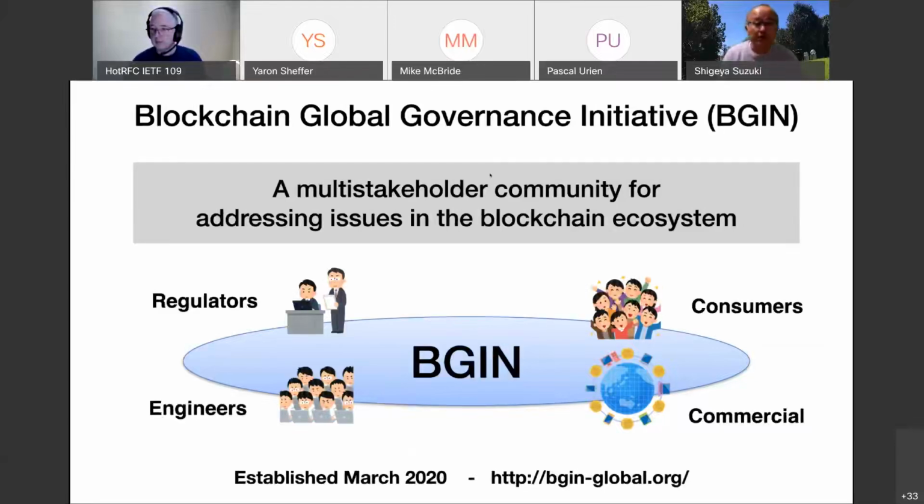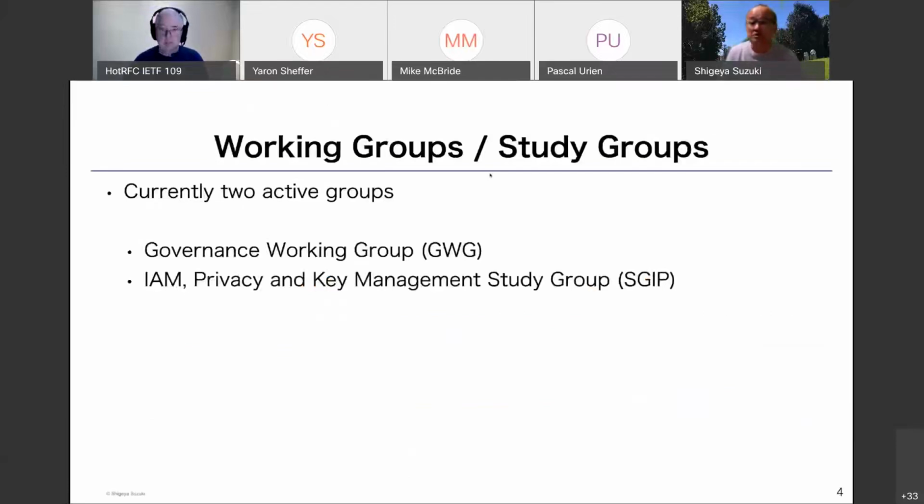So we have launched the group in March, finally. And currently we have 2 active working groups. One is a governance working group, which tries to design the community itself. And I'm one of the co-chairs of the governance working group. And the other one is the IAM, privacy and key management study group, which is working on key management and other issues related to blockchain key management.